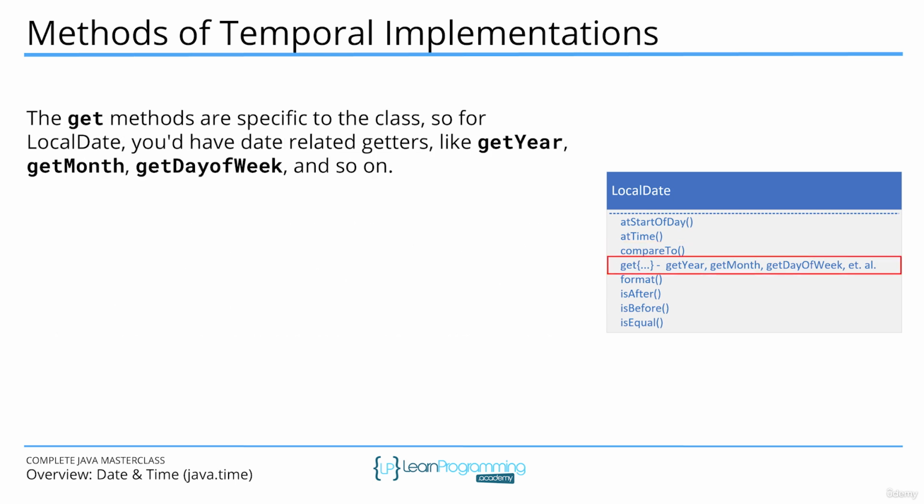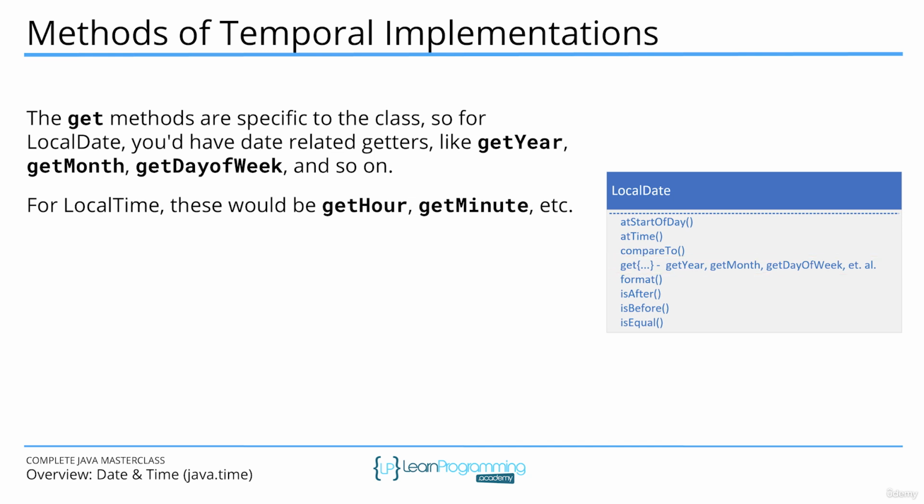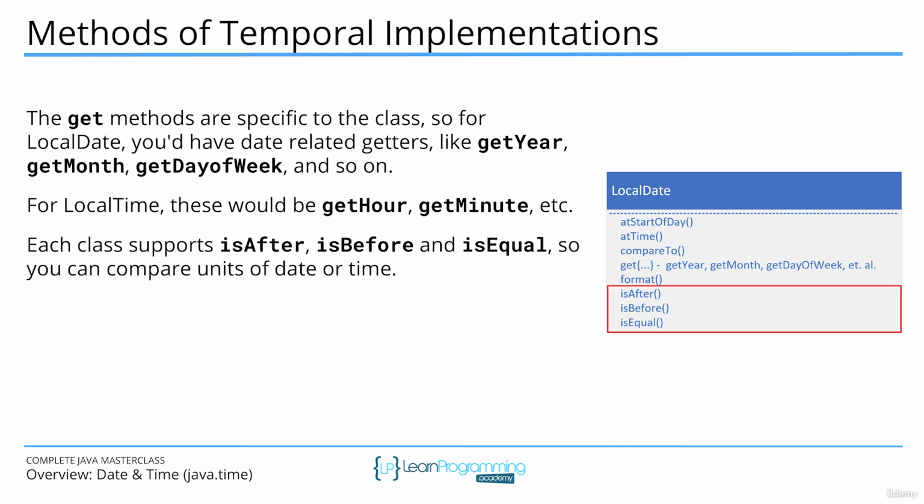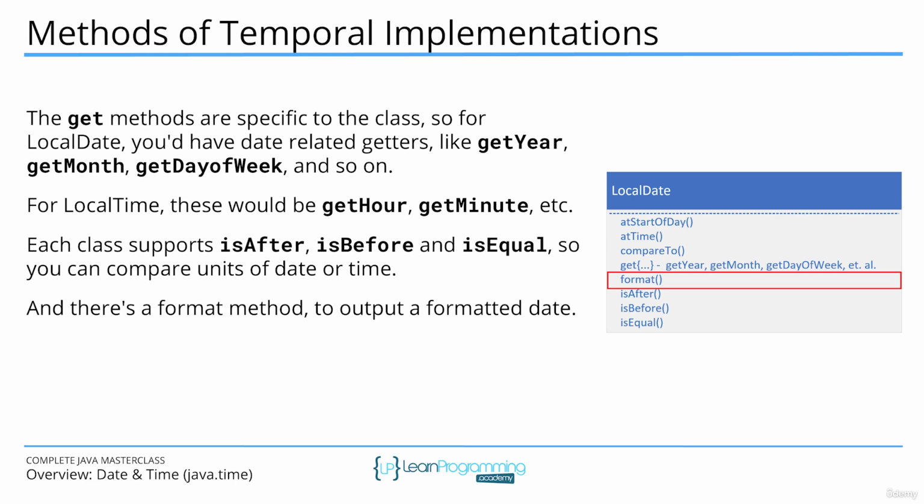The get methods are specific to the class, so for LocalDate, you'd have date-related getters like getYear, getMonth, getDayOfWeek, and so on. For LocalTime, these would be getHour, getMinute, etc. Each class supports isAfter, isBefore, and isEqual, so you can compare units of date or time. And there's a format method to output a formatted date. Again, these signatures aren't detailed on this slide. They don't show parameters or return types. They're here to introduce you to the series of named methods you can expect to find on most temporal implementations.